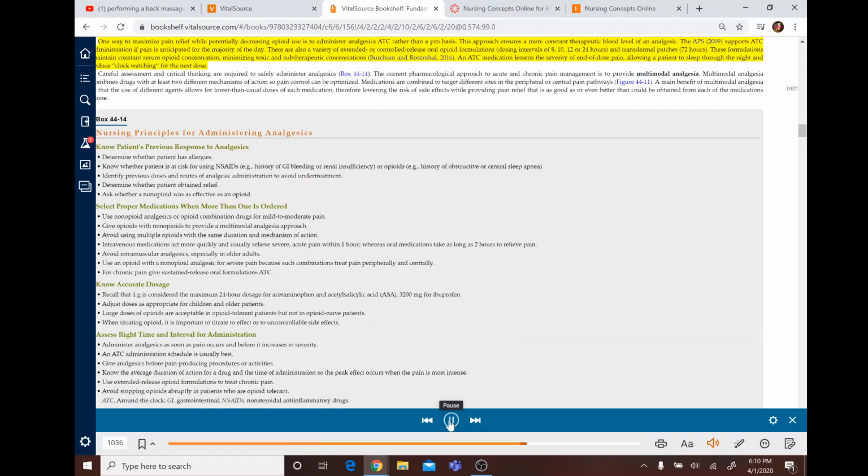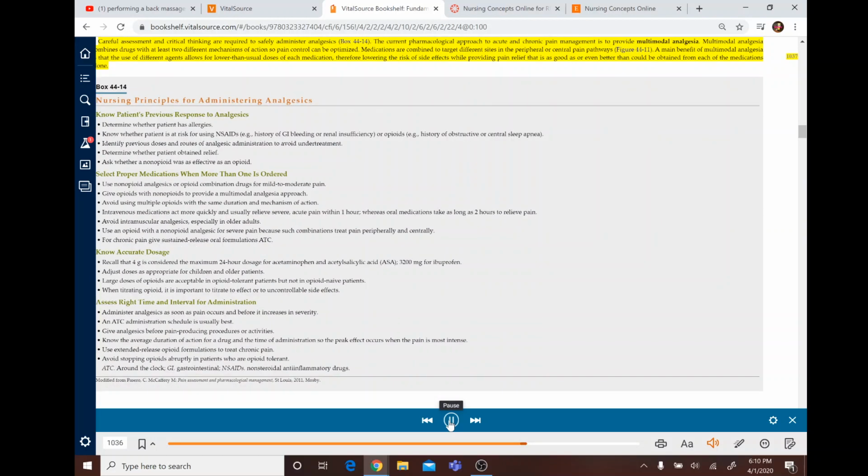One way to maximize pain relief while potentially decreasing opioid use is to administer analgesics ATC rather than on a PRN basis. This approach ensures a more constant therapeutic blood level of an analgesic. The APS, 2009, supports ATC administration if pain is anticipated for the majority of the day. There are also a variety of extended or controlled release oral opioid formulations, with dosing intervals of 8, 10, 12, or 24 hours, and transdermal patches, 72 hours. These formulations maintain constant serum opioid concentration, minimizing toxic and subtherapeutic concentrations (Burcham and Rosenthal, 2016). An ATC medication lessens the severity of end-of-dose pain, allowing a patient to sleep through the night and reduce clock watching for the next dose.